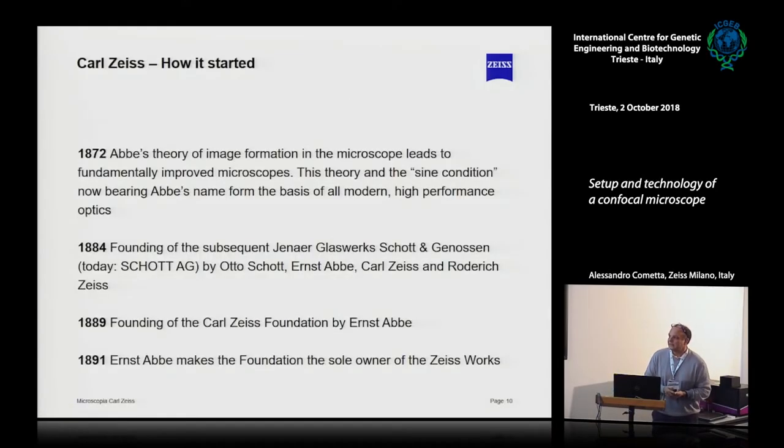So, more or less, the step was Professor Abbe's theory of image formation, the founding of the Carl Zeiss Foundation by Ernst Abbe, and from 1881, the sole owner of Zeiss is the foundation itself. It means that there are no people living on the money, but everything is reinvested. Actually, Zeiss reinvests 10% of the income, so not of the quantity of money invoiced. Not so many companies are able to do this kind of investment, Google and some others.